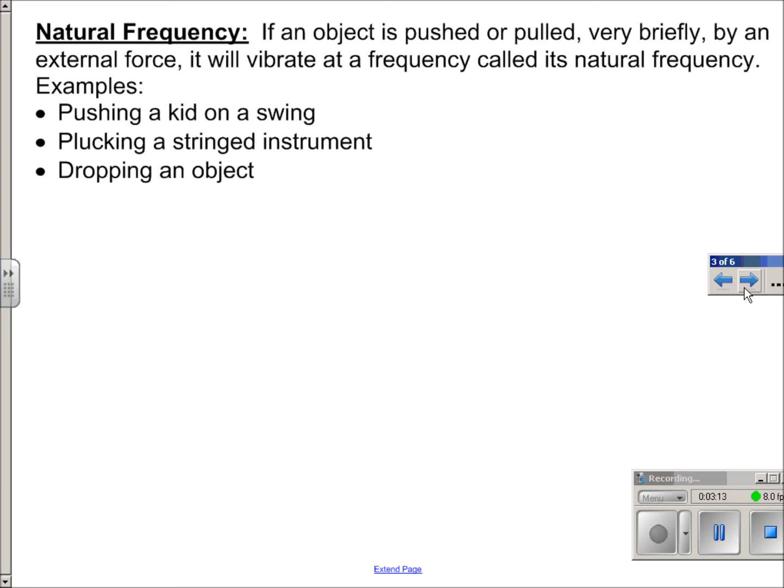It's possible for you to all swing in unison so that you're all crossing the bottom point at the same time. That's because the frequency that the swing wants to go back and forth at is determined just by the length of the swing.